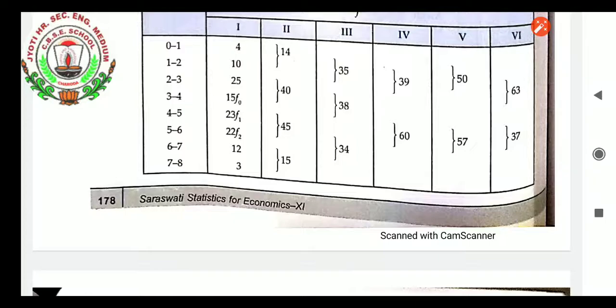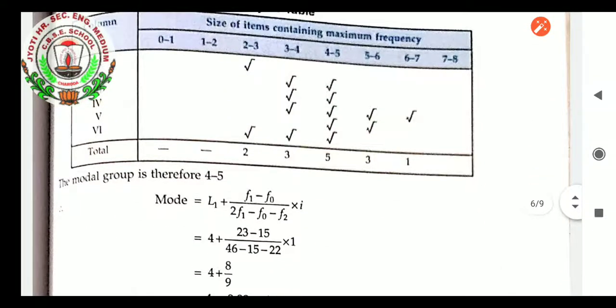Sorry, in the second column one mistake is there. In the second column it is 4 to 5 and 5 to 6. Yes, it is 4 to 5, 5 to 6. Your analysis table is wrong. The analysis table will be like this. If the analysis table is wrong, it will not be this. Okay. Next column, let us see 4 to 5 and 5 to 6.